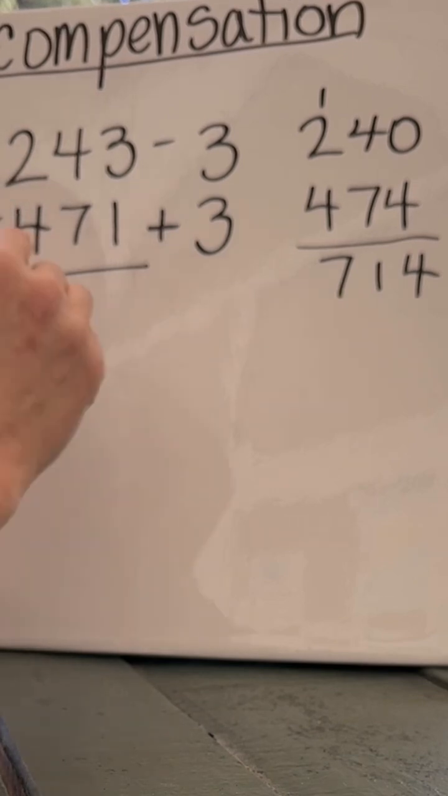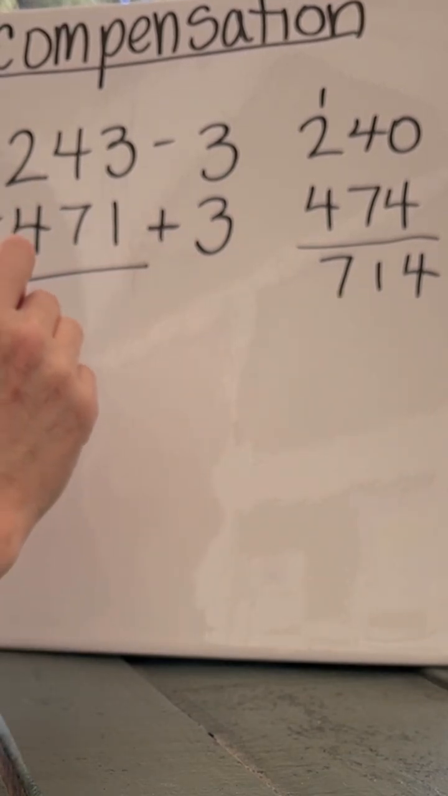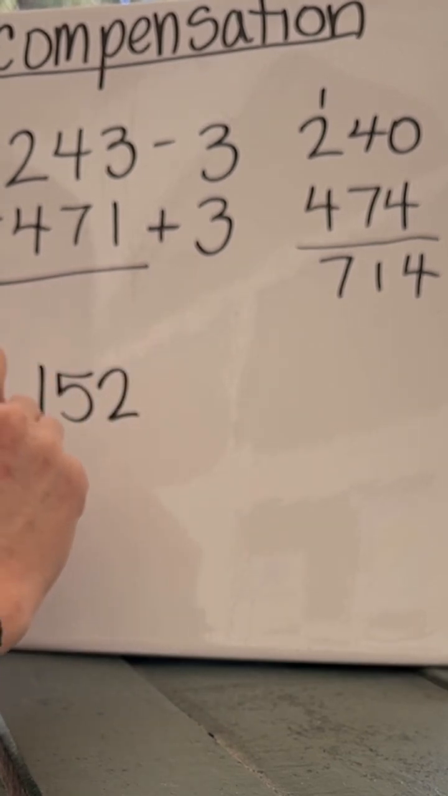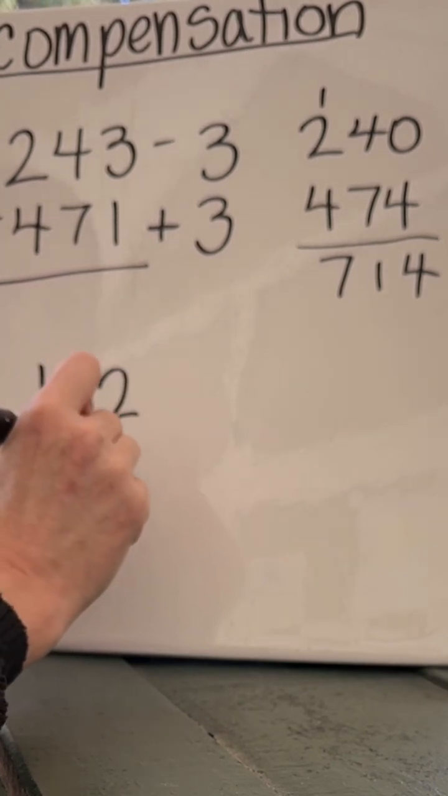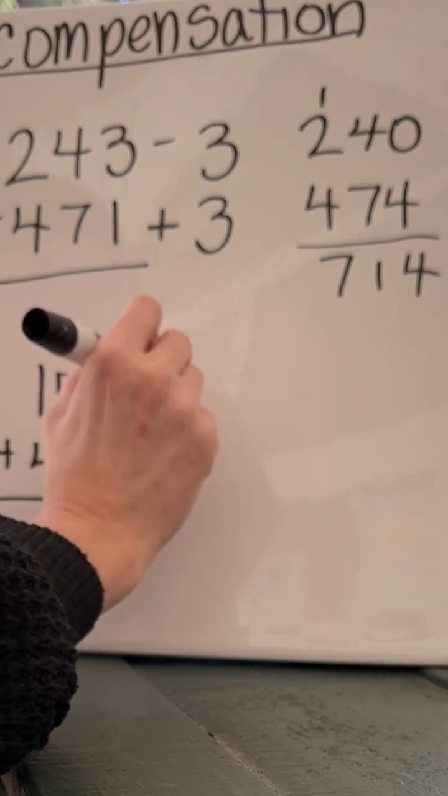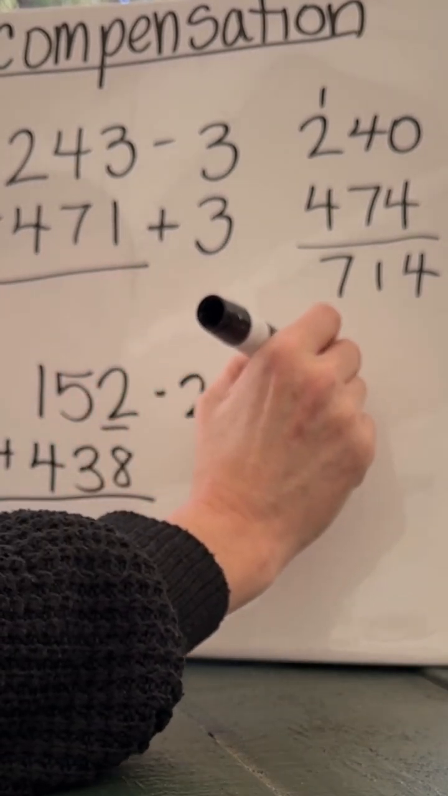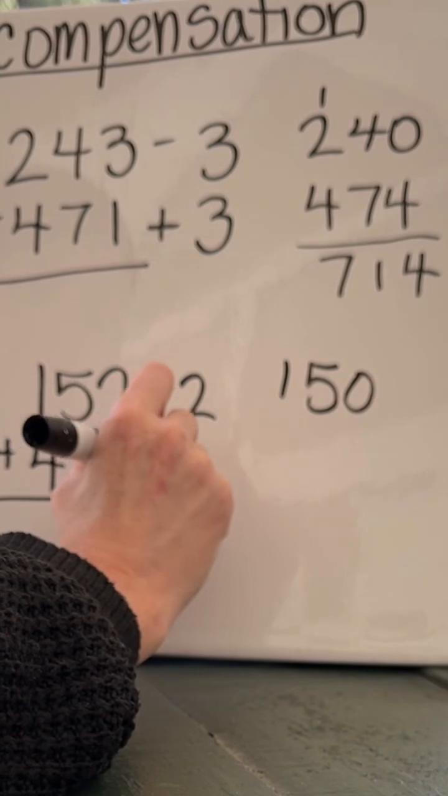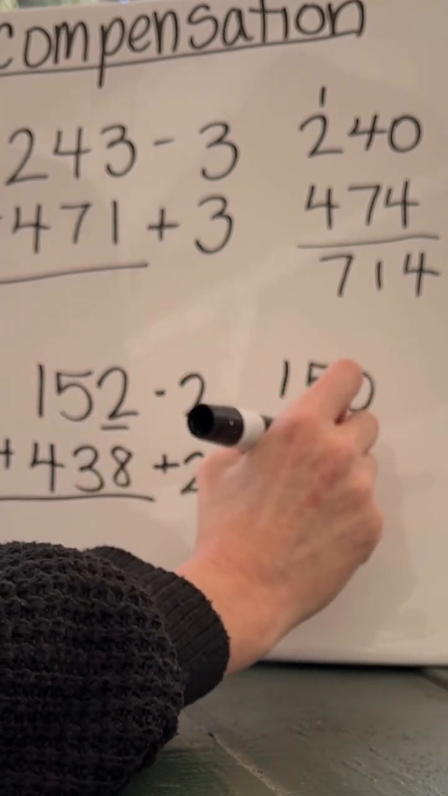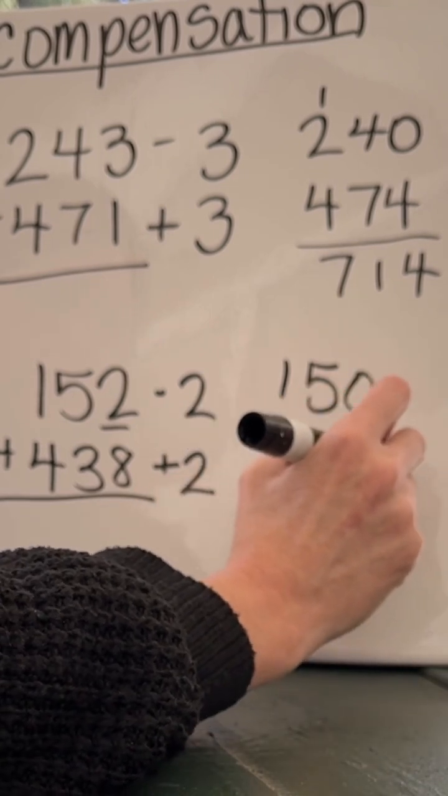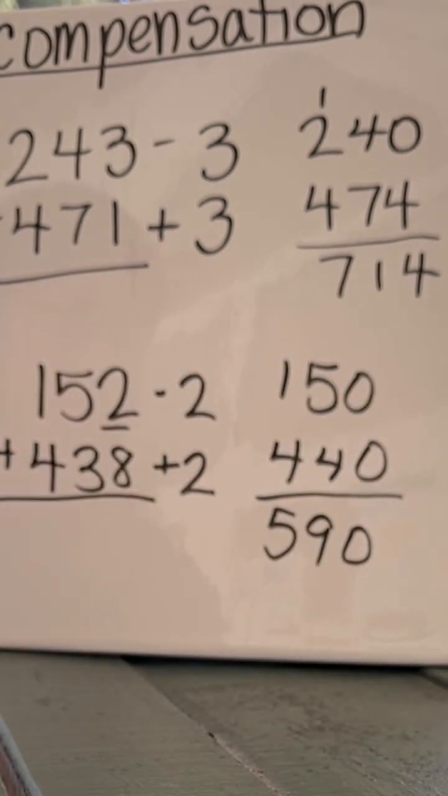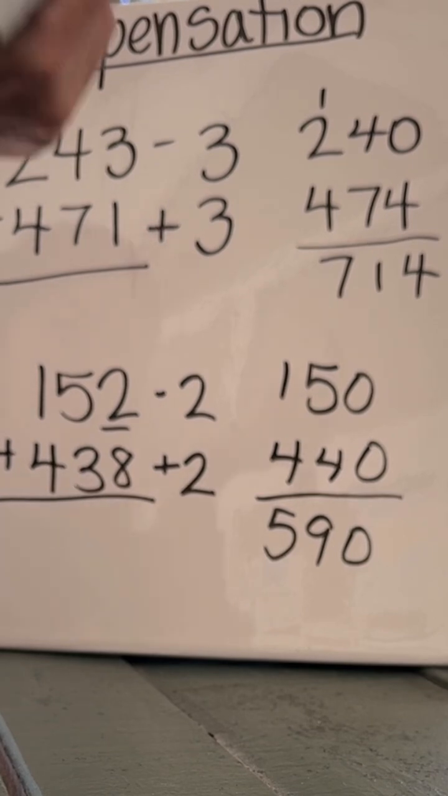Another example, let's say we have 152 plus 438. If we want to make this one end with a 0, we can subtract 2, which makes this one 150. We would have to add our 2 back here, which makes this one 440, and then we can quickly add that up, and we know that that is 590. So that is the compensation method.